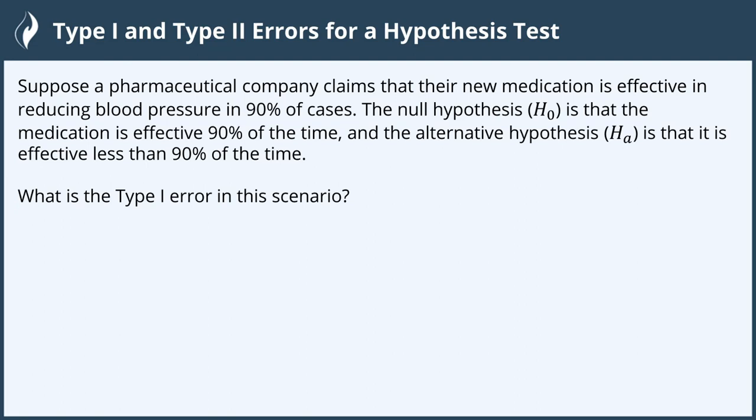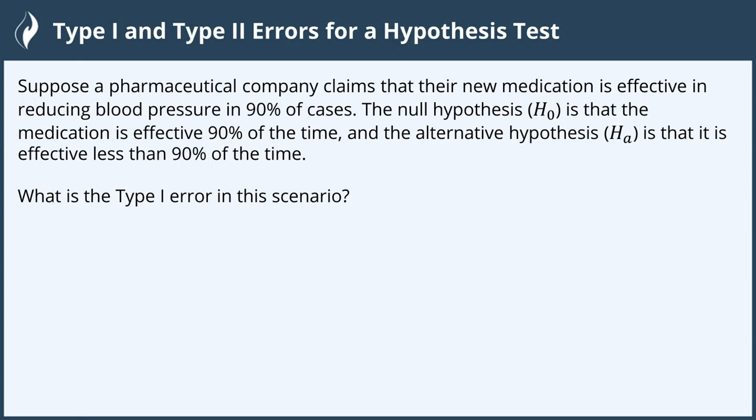Hi everyone! In this video, we will find type 1 and type 2 errors for a hypothesis test. Suppose a pharmaceutical company claims that their new medication is effective in reducing blood pressure in 90% of cases. The null hypothesis is that the medication is effective 90% of the time. And the alternative hypothesis is that it is effective less than 90% of the time. What is the type 1 error in this scenario?